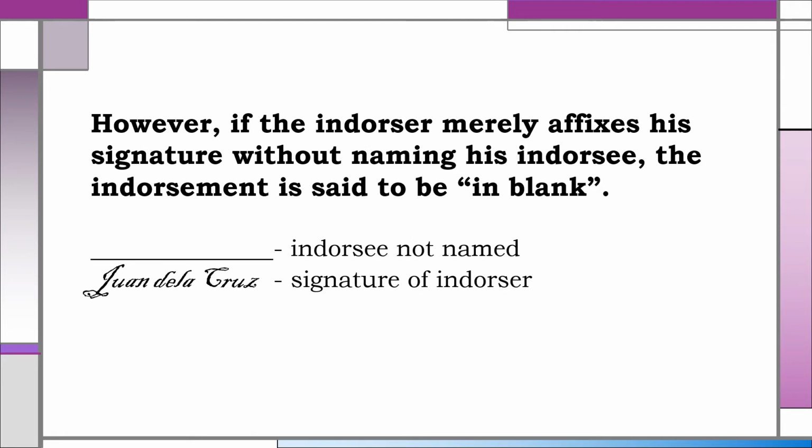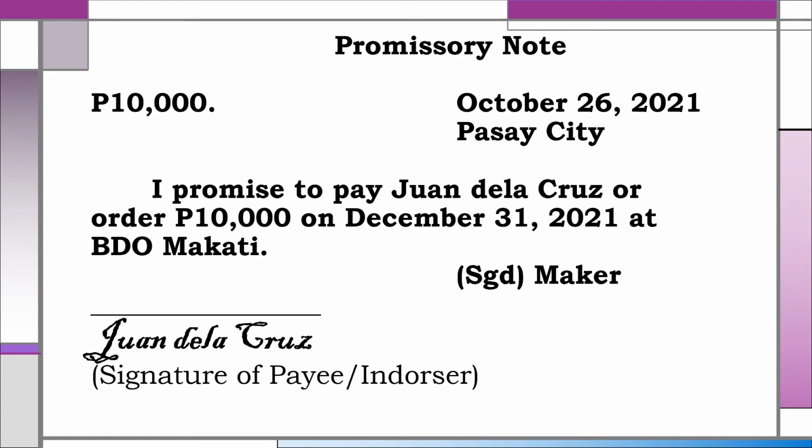However, if the endorser merely affixes his signature without naming his endorsee, the endorsement is said to be in blank. So here is an example. There is no named endorsee, but there is a signature by the endorser Juan de la Cruz. This is a blank endorsement. Here is an example of a promissory note in favor of Juan de la Cruz, payee, for 10,000. Notice that the signature of Juan de la Cruz is found on the lower left-hand corner. That is a blank endorsement. He merely affixed his signature without naming his endorsee.